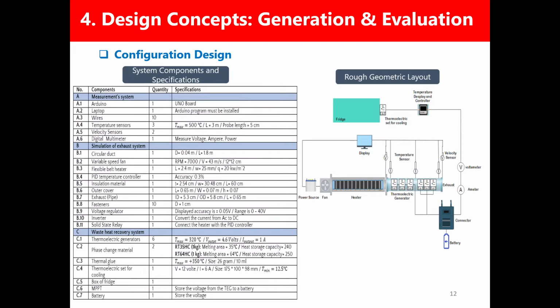Then we move to configuration design. We divide the components into 3 main parts: the measurement system, which includes Arduino, wires, etc.; the simulation of the exhaust system, which includes the circular duct and the exhaust itself; and finally the waste heat recovery system, which includes MPPT, battery, thermoelectric generators, etc. Then we make a rough geometric layout, and it connects all the parts of the system to each other, starting from the fan, heater, thermoelectric generators, and ending with the cooling system.